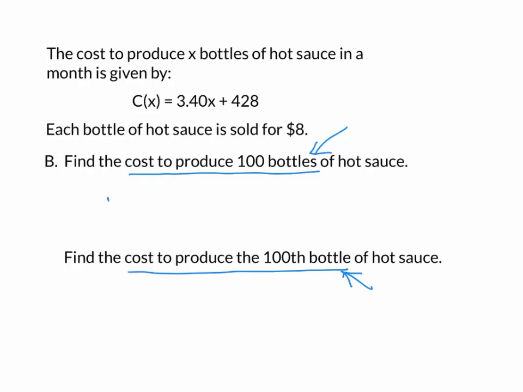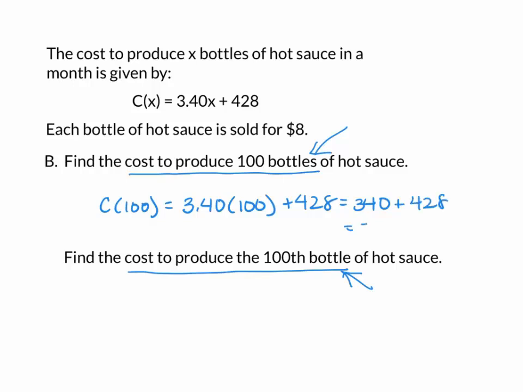In the first question, what they're asking us to do is find C of 100. So we're going to take that 100 and plug it into our cost function. We're going to end up with 340 plus 428. So this is $768. In the second question, they're really just asking us for our slope. The cost of the 100th bottle is the same as the cost of the 1000th bottle, and the same as the cost of the 50th bottle. The cost of each bottle of hot sauce is $3.40.